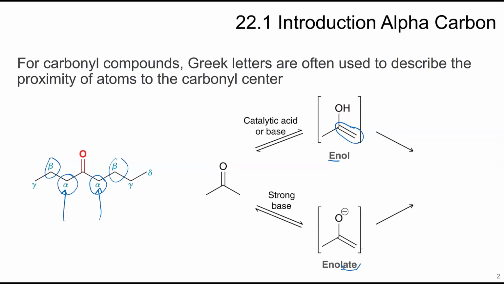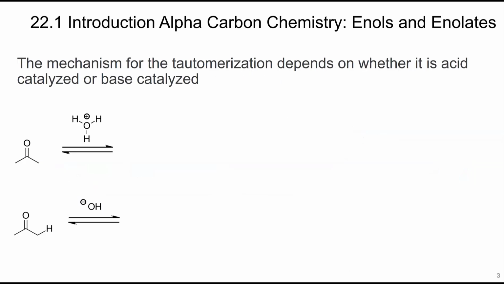This is an enolate. And what we can do is react either of those with an electrophile. The enol and the enolate can act as a nucleophile and do a nucleophilic addition, where we can form a bond to X here at the alpha carbon. The mechanism for the tautomerization, or the forming of the enol or enolate, depends on whether it is acid catalyzed or base catalyzed. So in the top condition here, this is acid catalyzed.